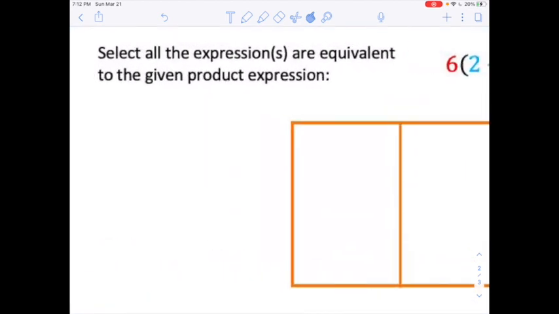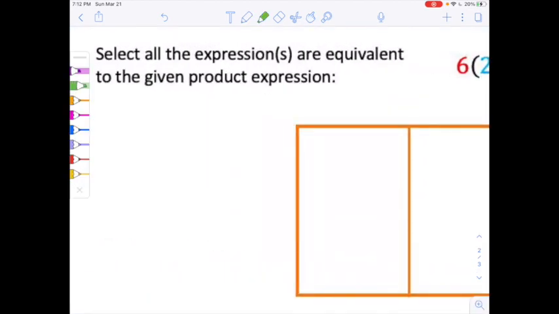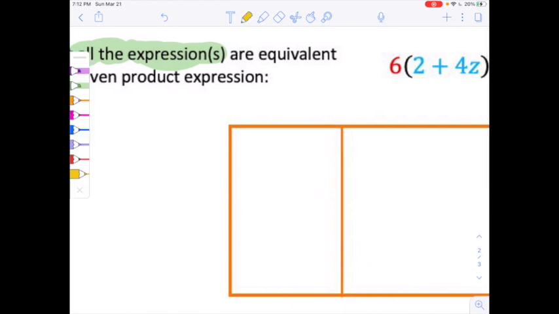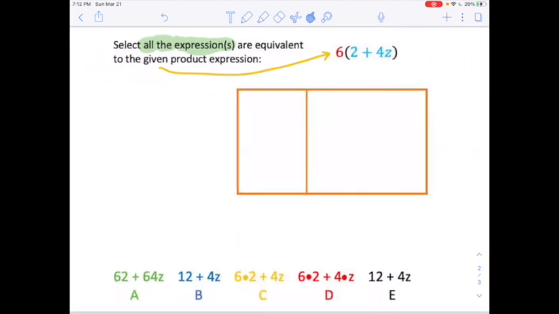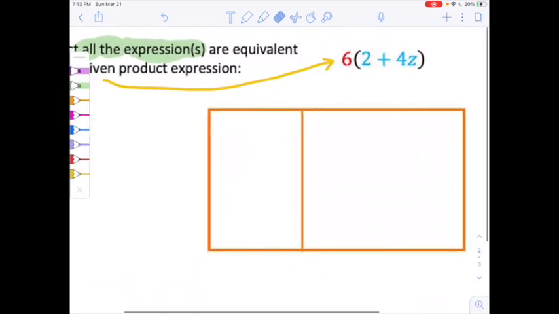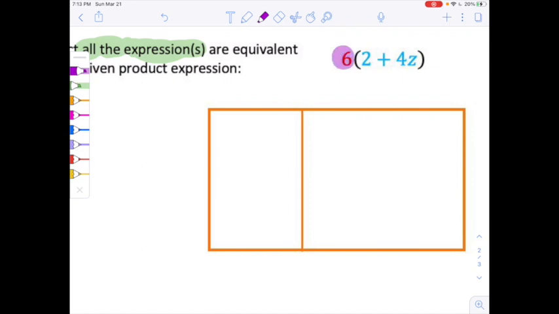Up at the top, it says, select all the expressions that are equivalent to the given product expression. So the given product expression is right over here. So we're going to draw out that expression and then figure out which one of these five on the bottom matches that product expression. All right, so we're going to go pretty quick because you've seen this a bunch of times. That 6 out in front is the width.